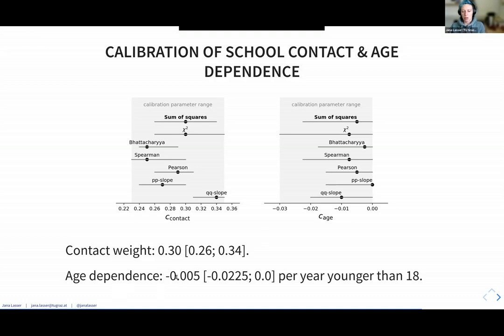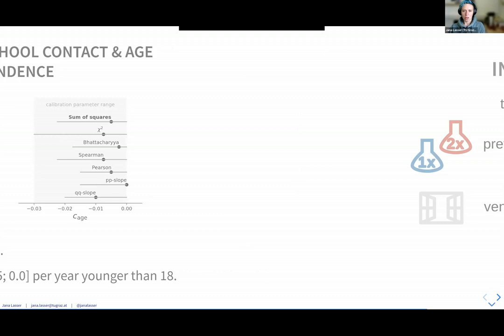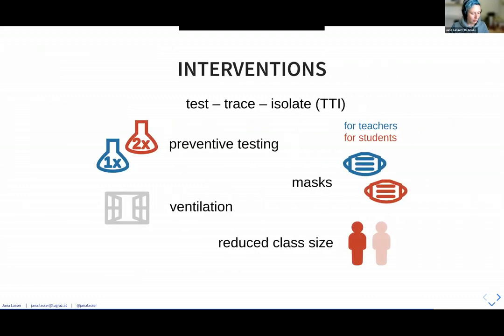And for the age dependence, we get minus 0.005, which means that per year a child is younger than 18, the transmission and infection risk is reduced by about 0.5%. So a child that is 6 years old will have a 6% lower transmission risk than a child that is 18 years old, which is not that much. All right, I see that I'm almost out of time, so I will quickly brush over these.